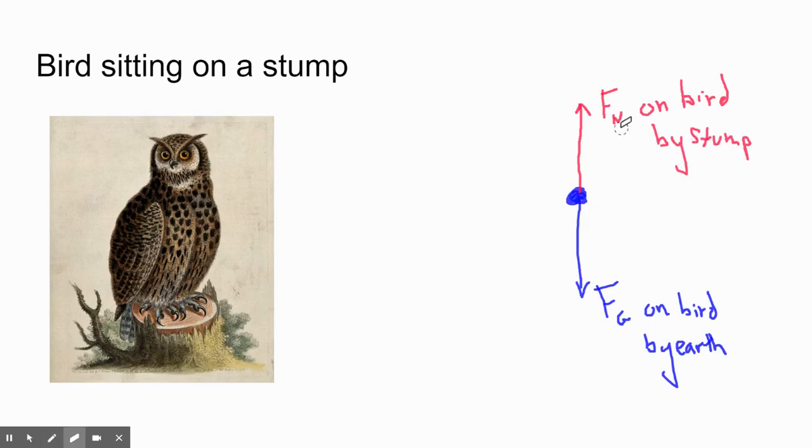All right, so we have the normal force on the bird by the stump. So if it's a fat bird, the stump pushes up harder than if it's a skinny little teeny weeny bird. And we have gravitational force on the bird by the earth. Now, one important thing to note is that our bird is not accelerating. We have constant velocity. That means that this arrow needs to be the same as that arrow to show that our bird is not accelerating. Are there any forces pushing to the right or to the left on said bird? Nope. Cool, next.